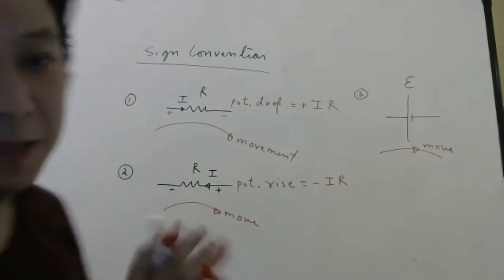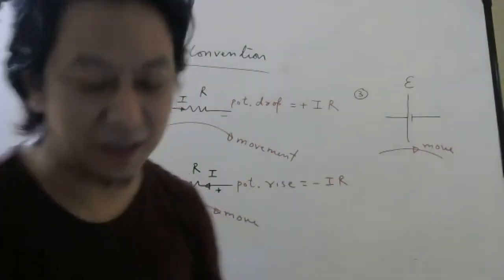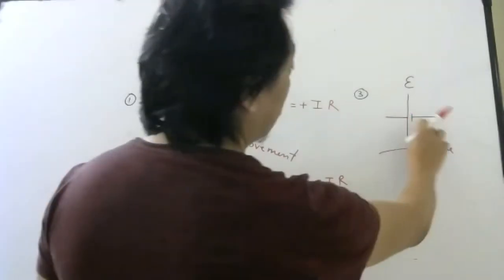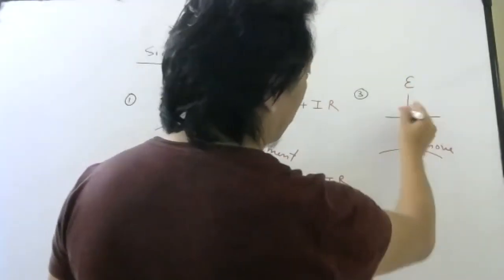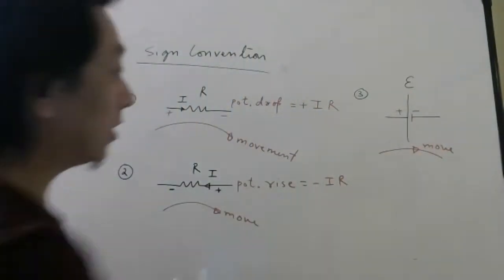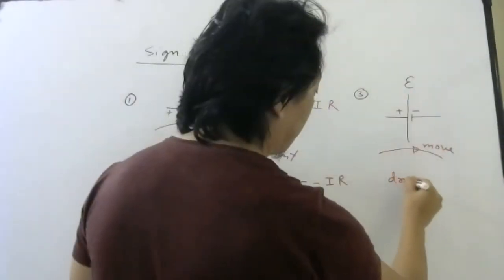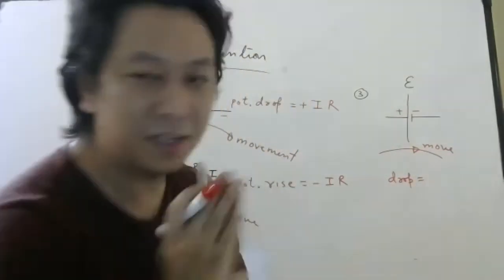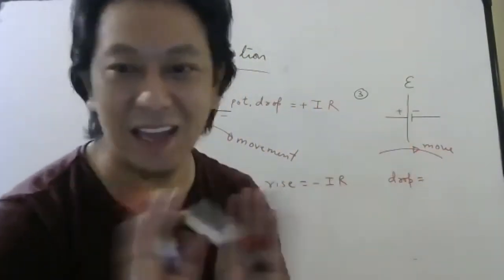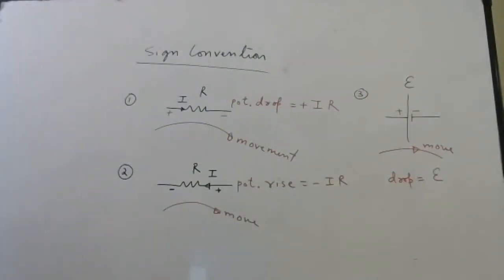Once you learn these simple things, then it becomes very easy. So this is how you are moving. Now you are moving from where to where? From longer line to shorter line, means from higher potential to lower potential. So here it is a drop. And what is the drop? Students, for battery don't write I into R. For battery, EMF itself is the potential drop. But I will write plus because it is drop.